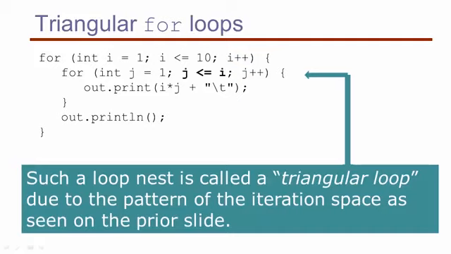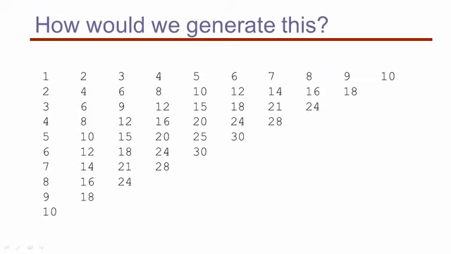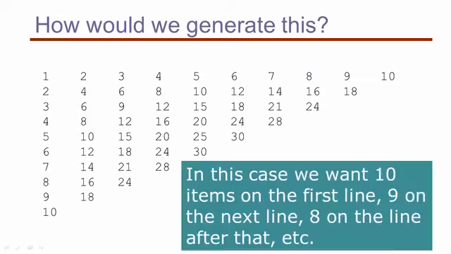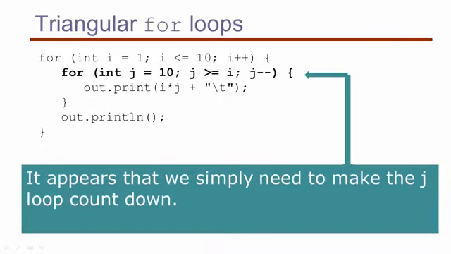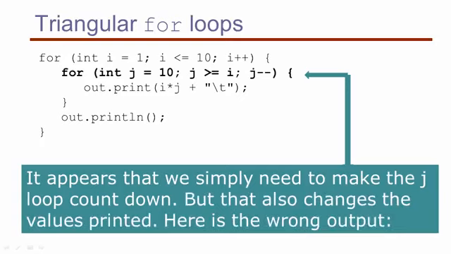Now, what if we wanted a different triangular portion of our multiplication table? In this case, we want to get the values above the diagonal, with 10 multiples on the first line, all the way down to only 1 multiple on the 10th line. It appears we simply need to make the inner j loop count down from 10 to i. This j loop will execute 10 times when i is 1, and it'll execute 9 times when i is 2, down to only executing once when i is 10. Unfortunately, this also changes the values of the multiples being printed.